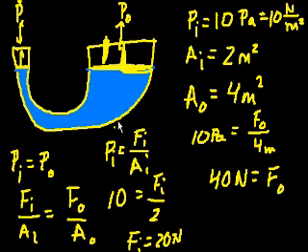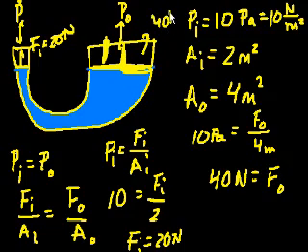So what just happened here? My input force is equal to 20 newtons, and my output force is equal to 40 newtons. So I just doubled my force, or essentially I had a mechanical advantage of 2. So this is an example of a simple machine. And it's a hydraulic machine.